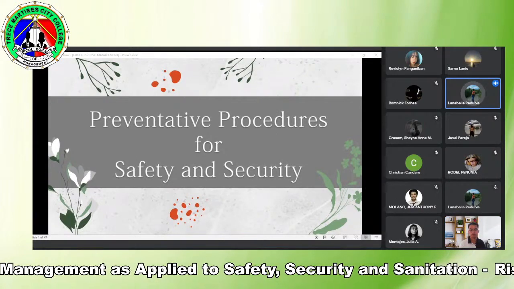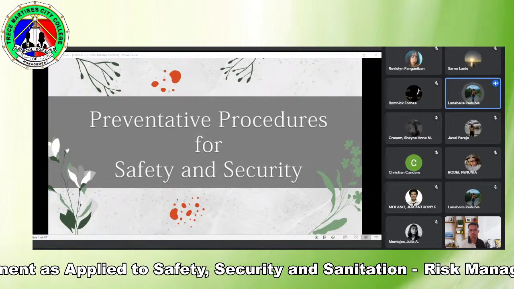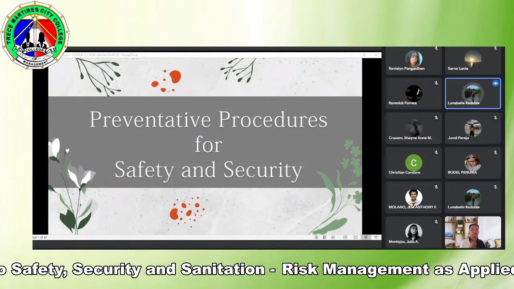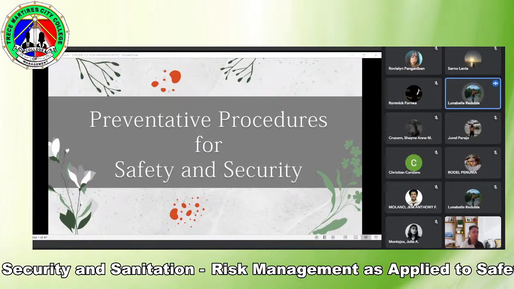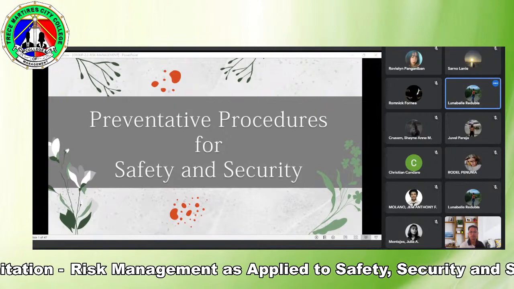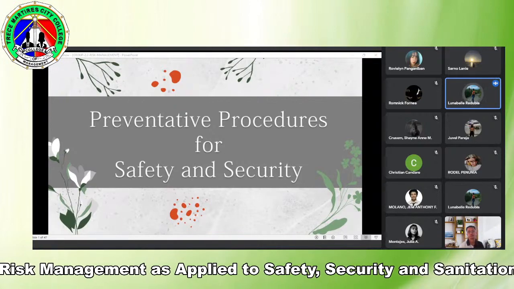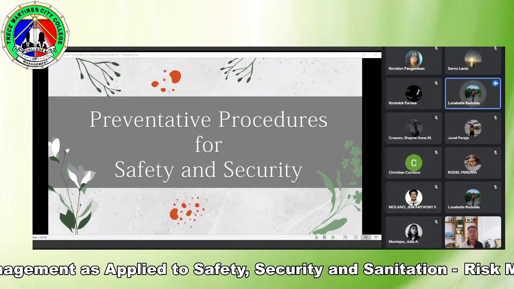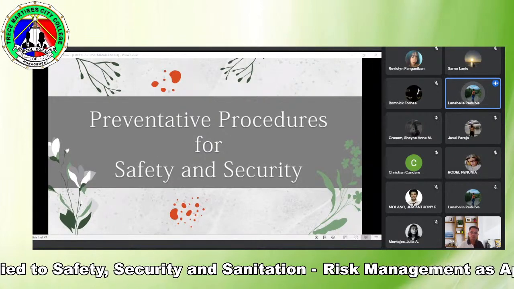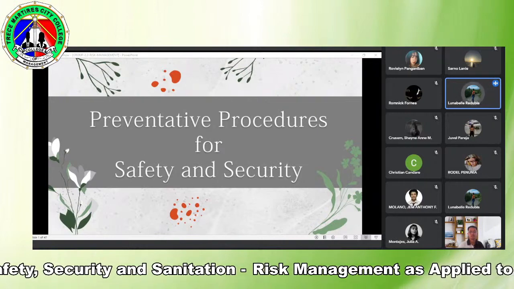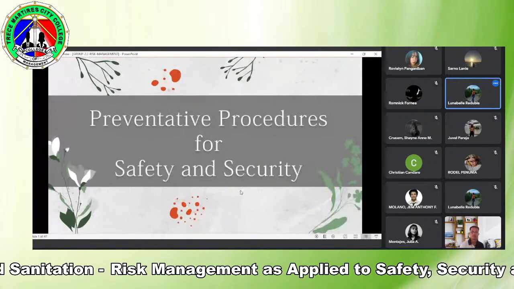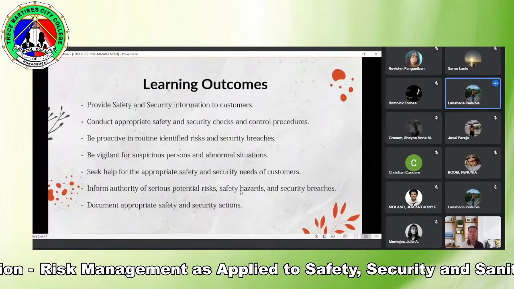So, di ba po, from the past discussions, na-analyze na po natin yung mga risks, then na-identify na din po natin kung what type of risk or kung ano-ano pa po. Then, the next step should be to prevent it. Para saan natin ginagamit yung prevention? Para hindi na maulit yung mga ganong panganib or accident po. Then, here are the learning outcomes.